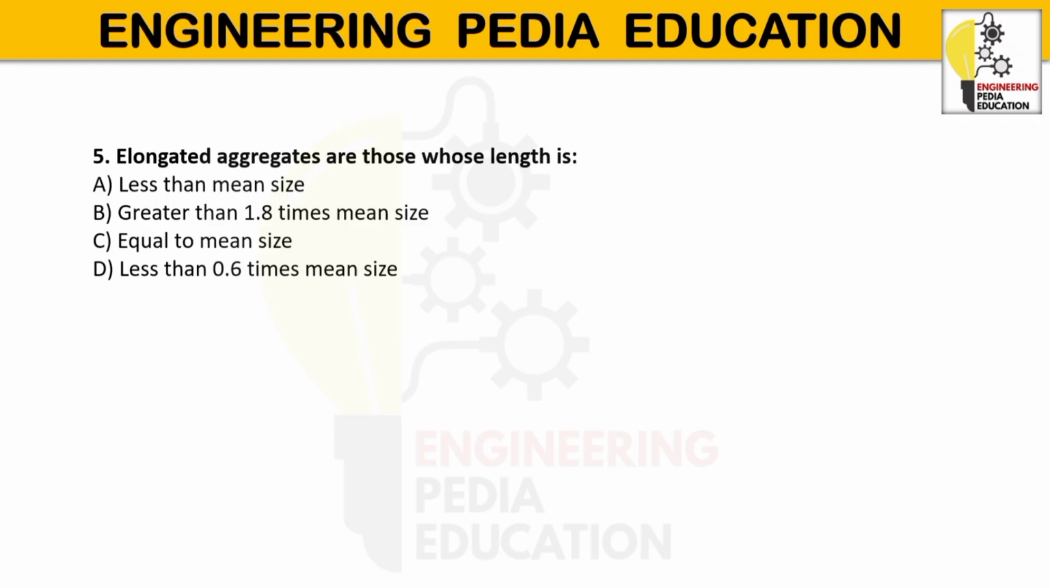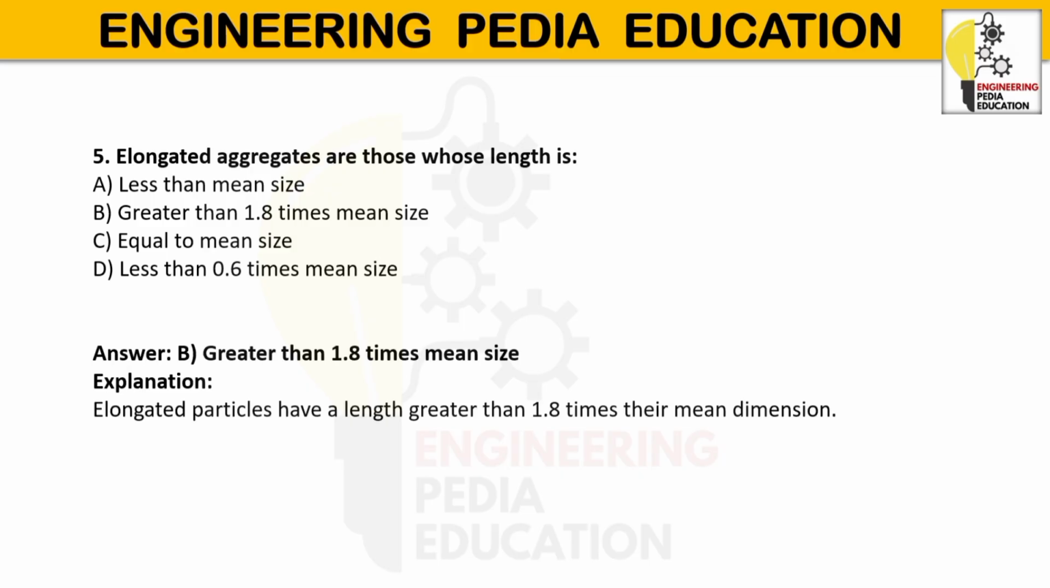Elongated aggregate are those whose length are less than mean size, greater than 1.8 times mean size, equal to mean size, less than 0.6 times mean size. So the correct answer is greater than 1.8 times mean size.